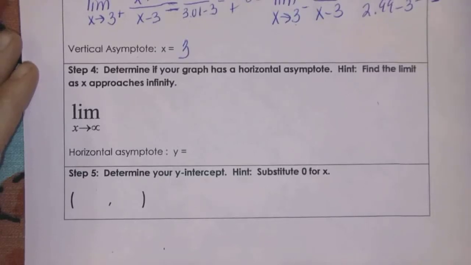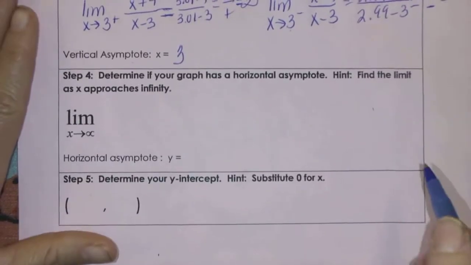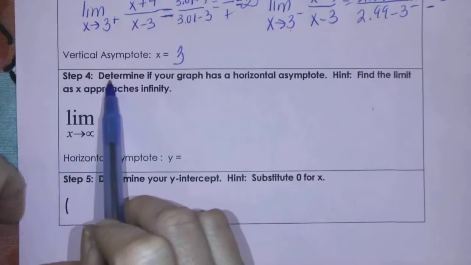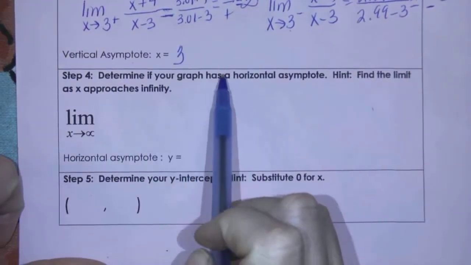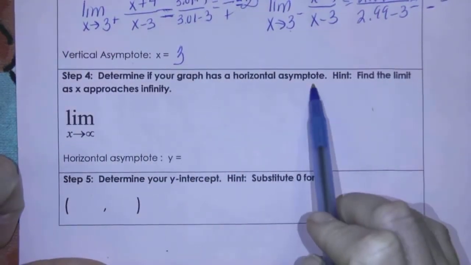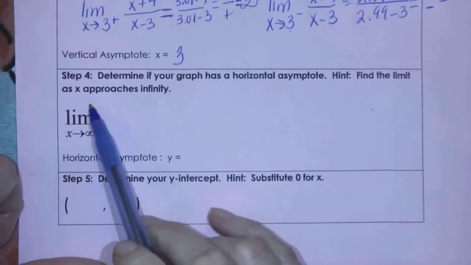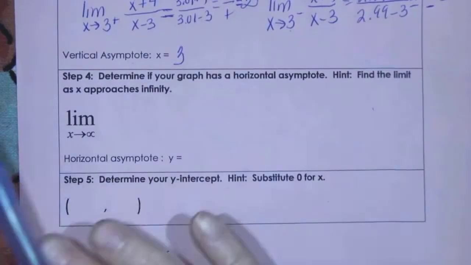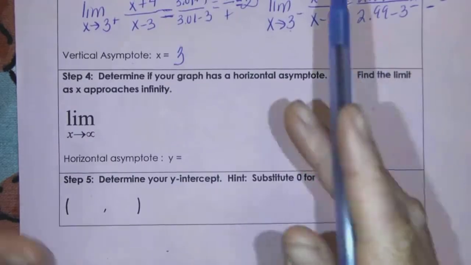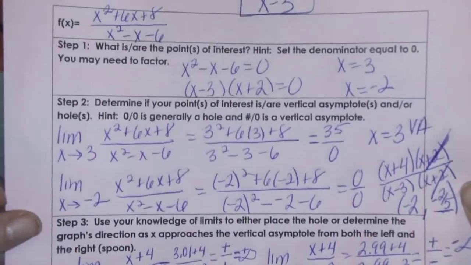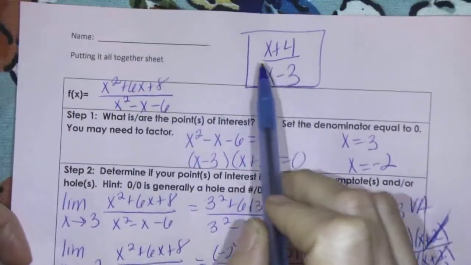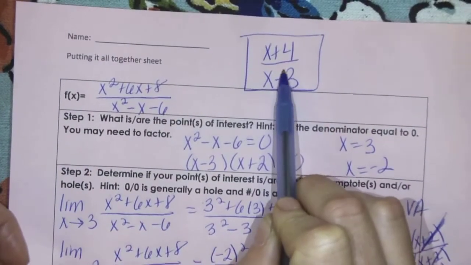Welcome back for step 4 and 5 of graphing rational expressions. Step 4, determine if your graph has a horizontal asymptote. Hint, find the limit as x approaches infinity. We have not done any of these by hand yet, so what I'd like you to do, you may bring this version down.